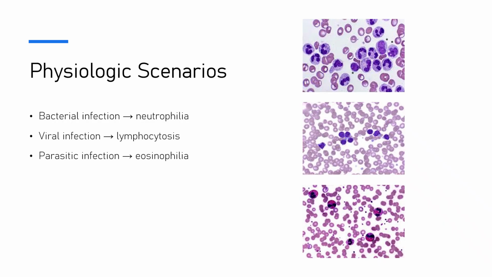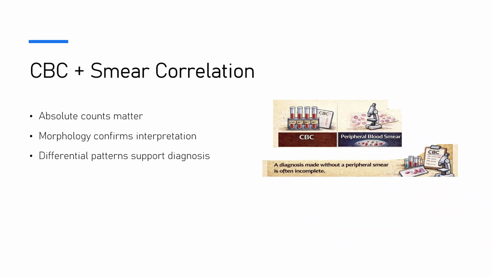Recognizing these physiologic patterns allows laboratory professionals to begin forming interpretive connections between the blood smear and what may be occurring clinically. It doesn't provide a diagnosis on its own, but it can certainly help guide the clinical picture. One of the most important skills in hematology is learning to interpret the complete blood count together with the peripheral blood smear. Neither one tells the full story by itself.